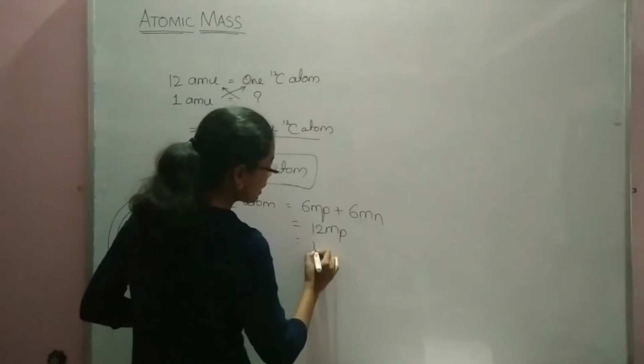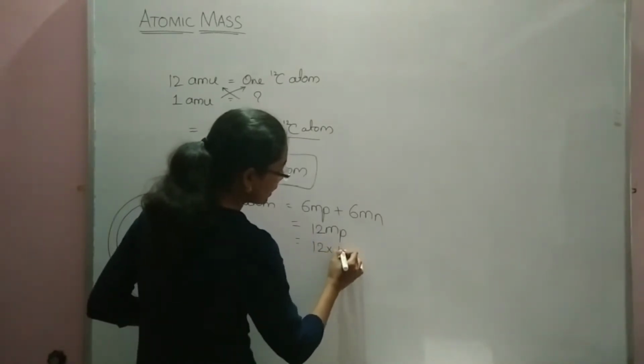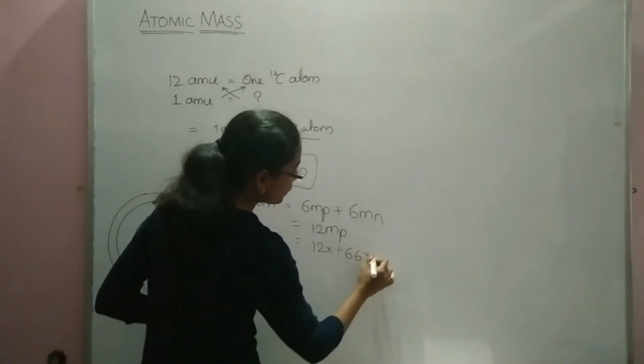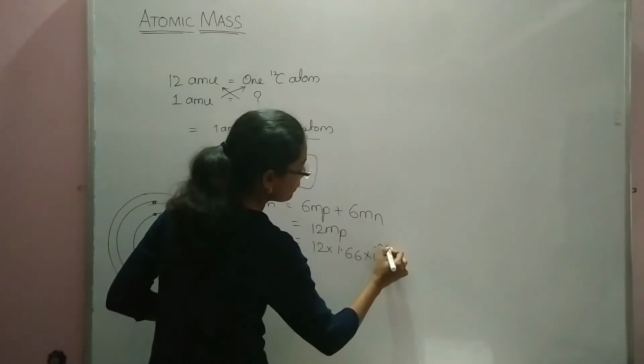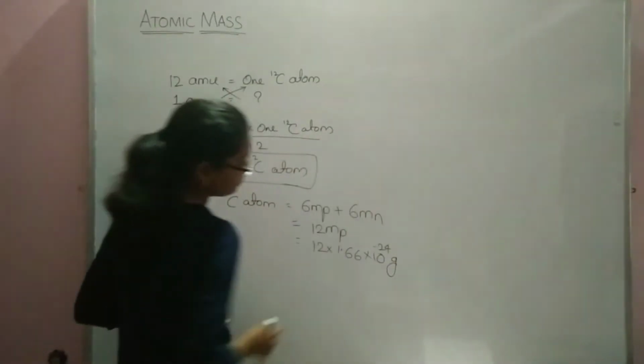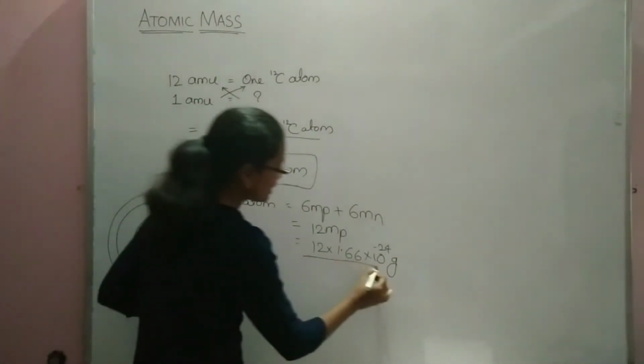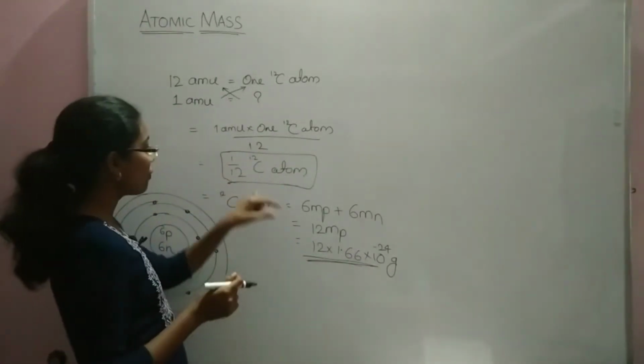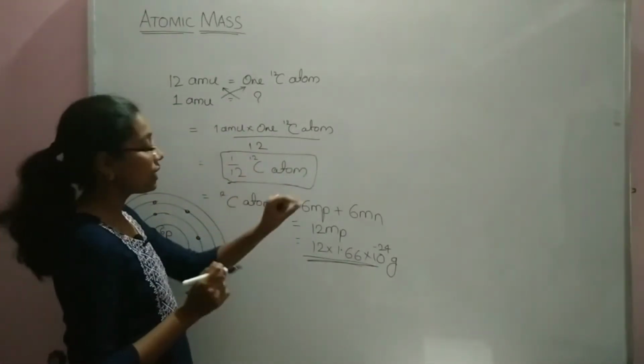And what is the mass of a proton? That is 1.66 into 10 to the power minus 24 grams. This is the total mass of one C12 atom.